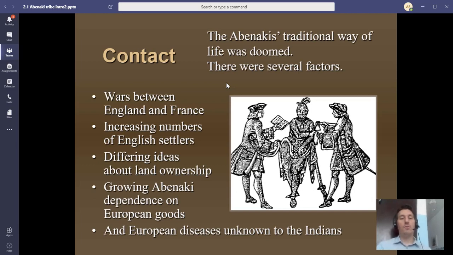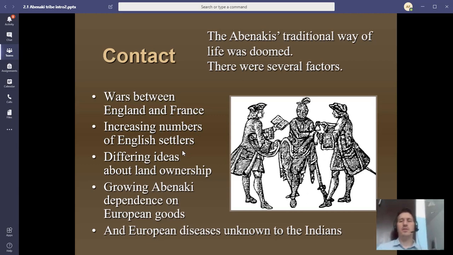But not all was good. In fact, the Abenaki's way of life was going to disappear. It was doomed for many reasons. One, a war broke out between England and France. Then more and more English settlers came, and they had different ideas on how you owned the land.